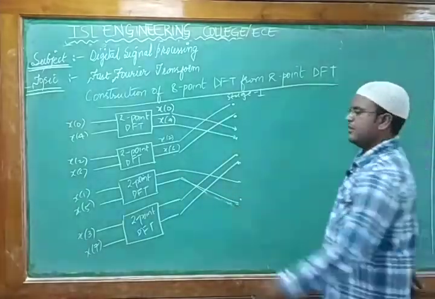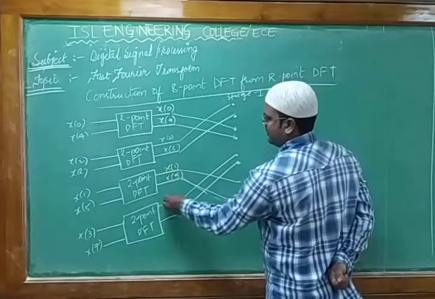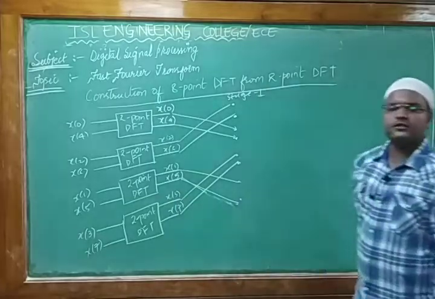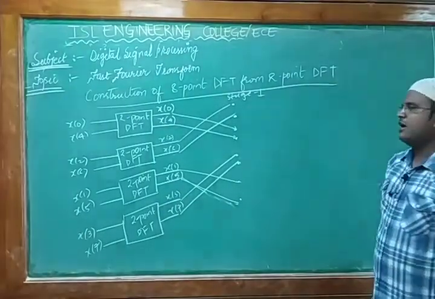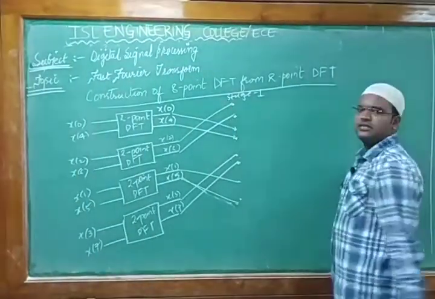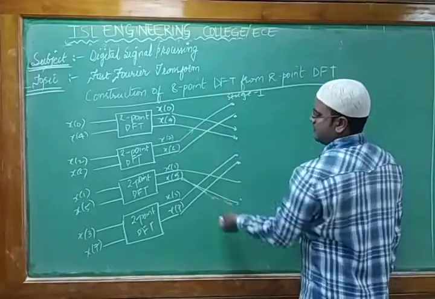So in this, the input values are what? X of 1, x of 5, x of 3 and x of 7. So this is the bit reverse order. So we have taken that and we have just constructed the stage 1. So in stage 1, when we are taking this cross, this is nothing but the weighting sequence.